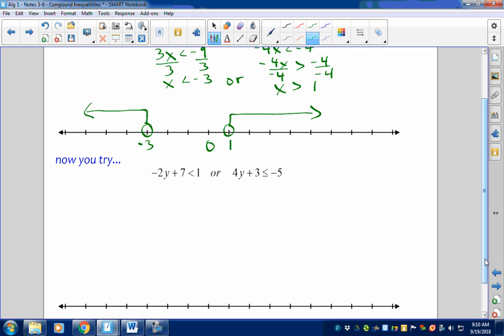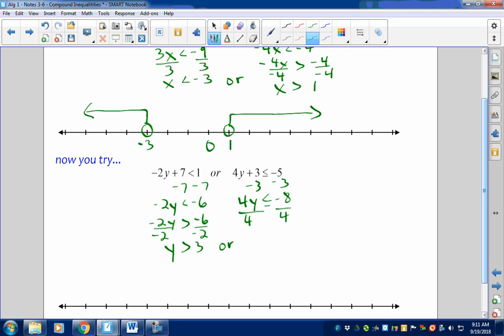We're going to go ahead and do one more here. Subtract 7 from each side, so you have negative 2y is less than negative 6. When I divide by negative 2, I reverse the direction. So y is greater than 3. Or, over here, subtract 3. 4y is less than or equal to negative 8. And then divide by 4. So y is less than or equal to negative 2.